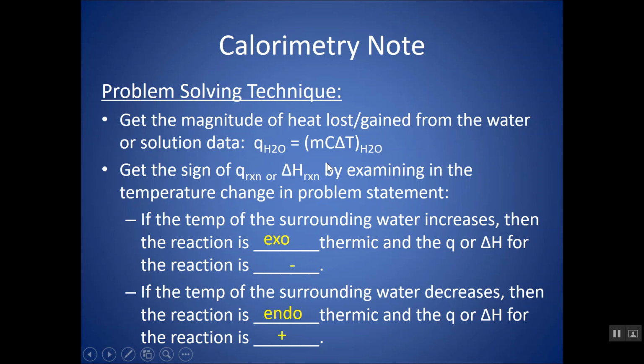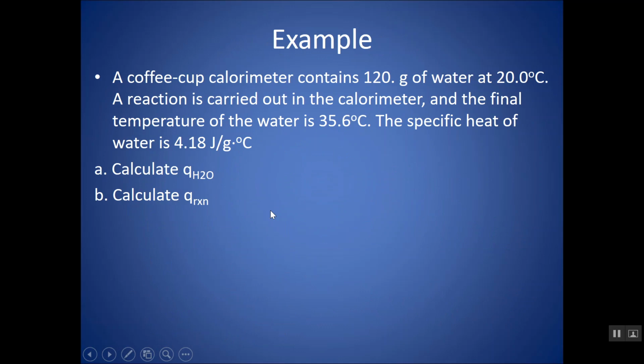So I'm getting the sign just from the analysis of the problem. If you want to omit positive and negative when you're doing math, just get the magnitude from QMC delta T. Get the sign from seeing what's happening to the temperature change of the water. So like I said, let's do an actual problem. Take a moment, try it yourself, then pause the video, then check your work with the video.